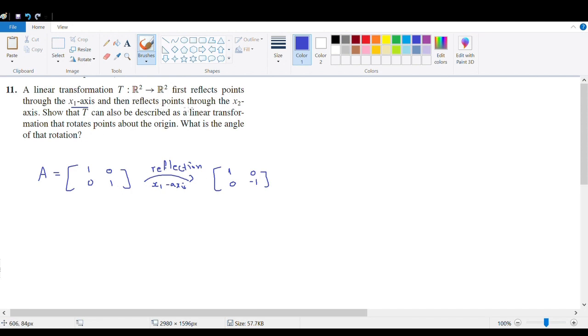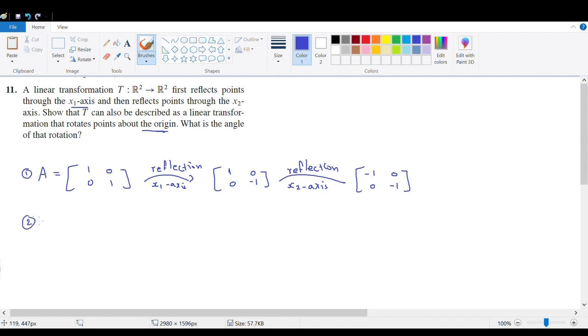Then T reflects points through the x2 axis. So now we also have reflection about the x2 axis. [1, 0; 0, 1] multiplied by (1, 0). That means x1 will be changed. So x1 is 1, here it will be minus 1. For (0, 1), x1 is 0, so this is 0, and x2 will be the same. So the reflection through the x2 axis shows that T can also be described as a linear transformation that rotates points about the origin. So this is the first part.